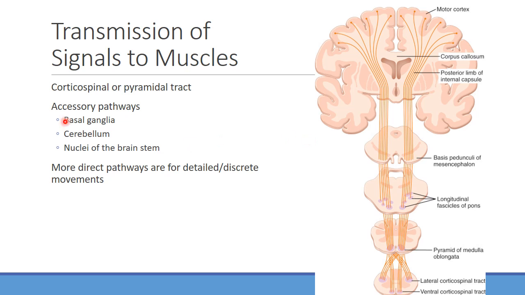Okay, so this corticospinal or pyramidal tract, basically you're going to find that the extrapyramidal tract is going to be the accessory pathways. So I mentioned basal ganglia, the cerebellum, and the nuclei of the brainstem are also going to be things we'll talk about later on.